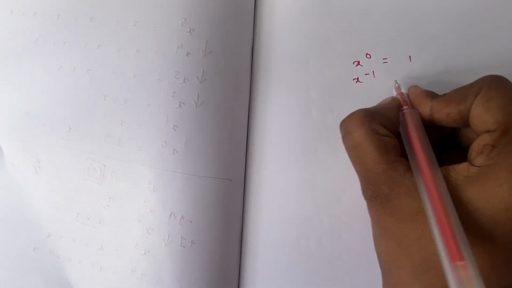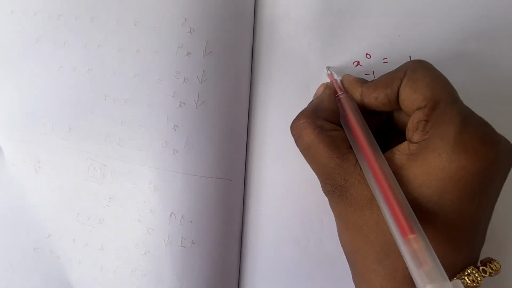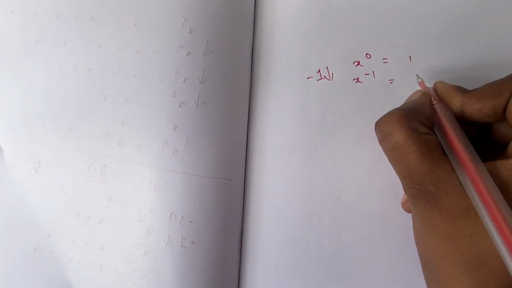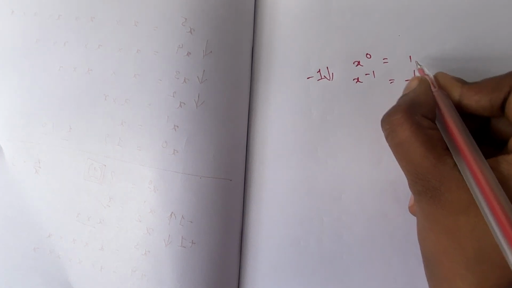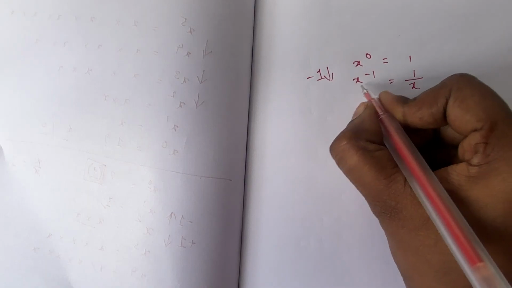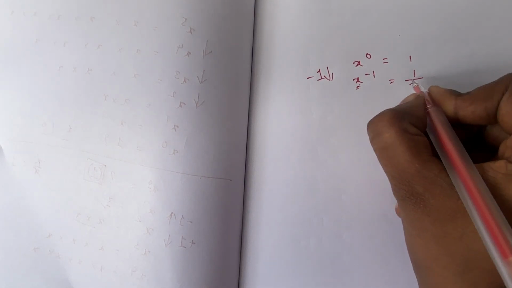Now let us understand how x to the power of minus 1 works. Same formula. I have reduced the exponent by 1, right? So whenever I am reducing my exponent, what do I have to do? I have to divide my previous answer by x, the base basically. This means x to the power of minus 1 is always 1 by x.